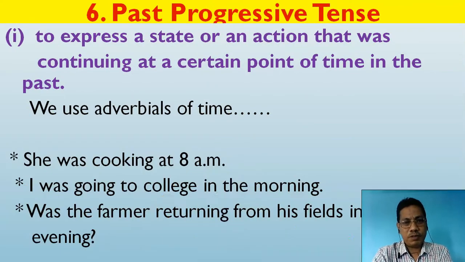Then past progressive tense is used to express a state or an action that was continuing at a certain point of time in the past. We use adverbials of time here. She was cooking at 8 a.m. I was going to college in the morning. Was the farmer returning from his fields in the evening.